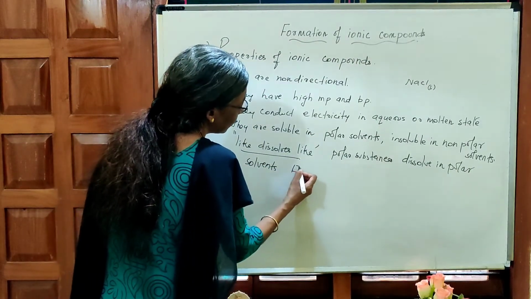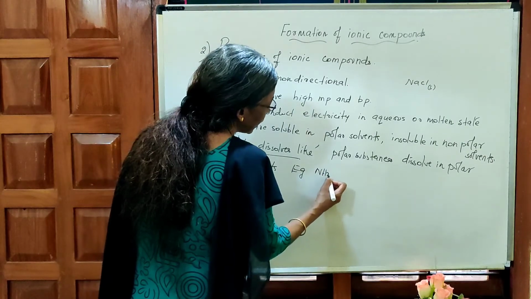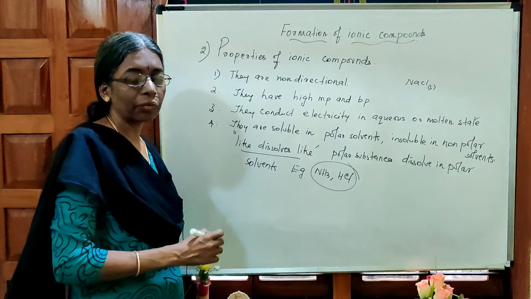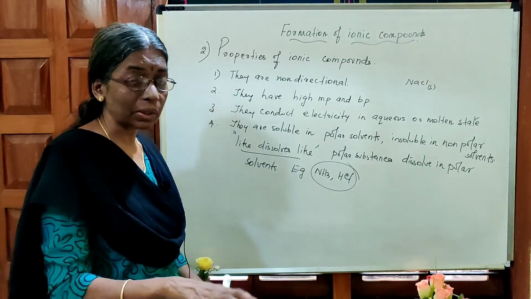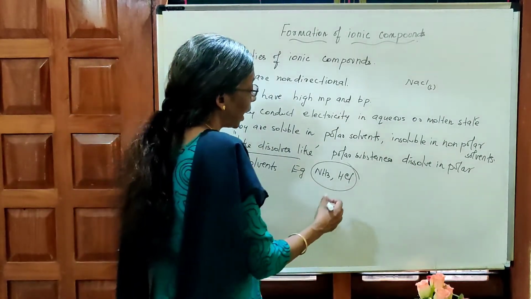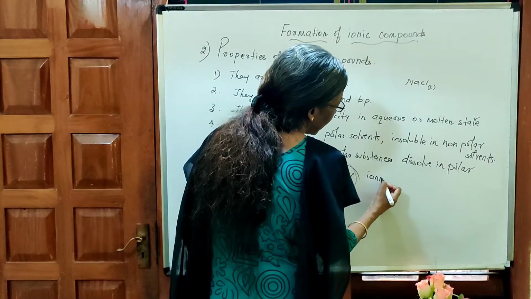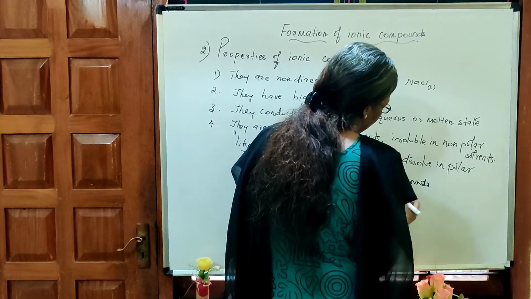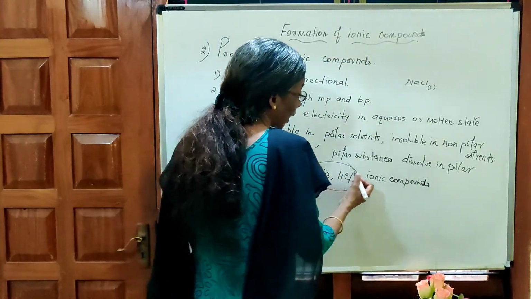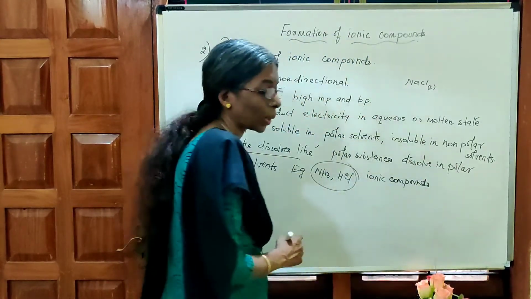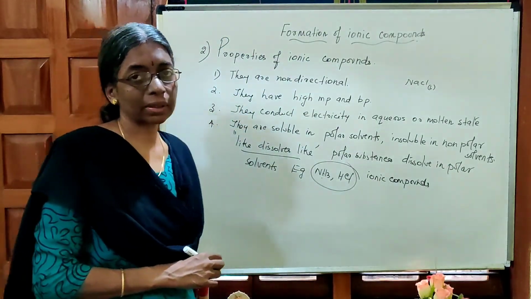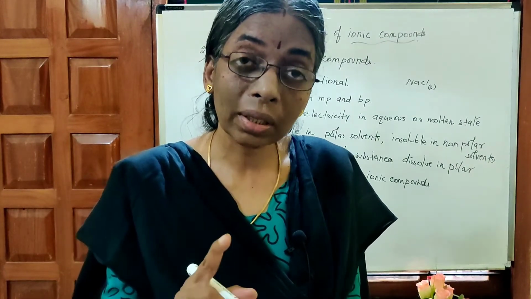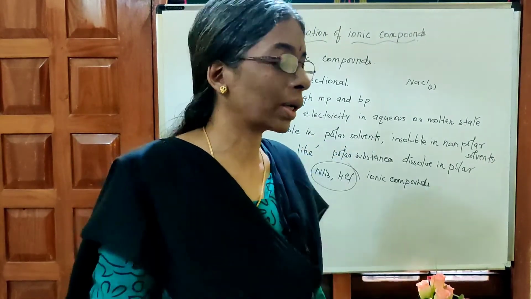For example, ammonia and HCl are polar substances. If you put them in water, they dissolve, right? Next, ionic compounds also. Polar substances and ionic compounds dissolve in water. But non-polar substances dissolve in non-polar solvents.